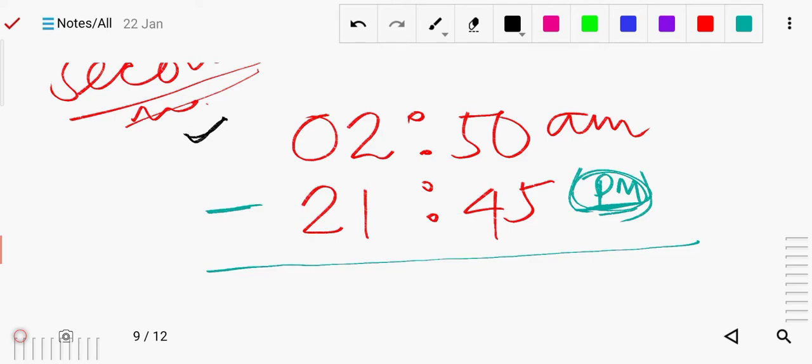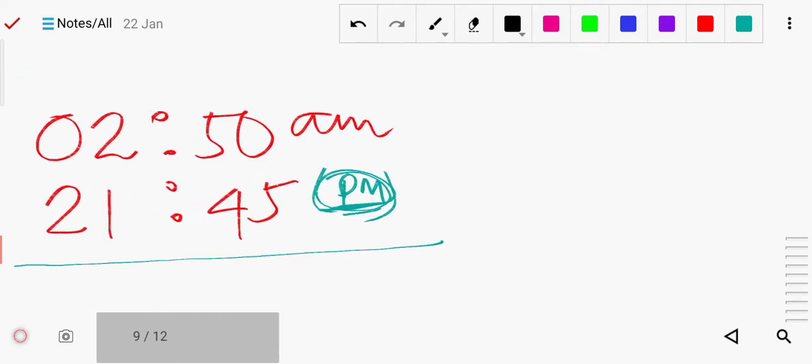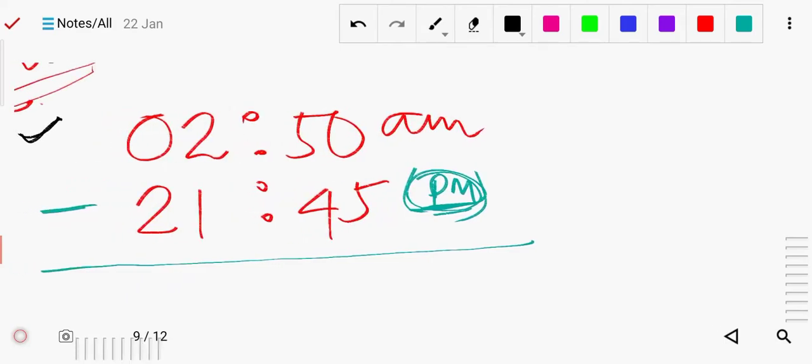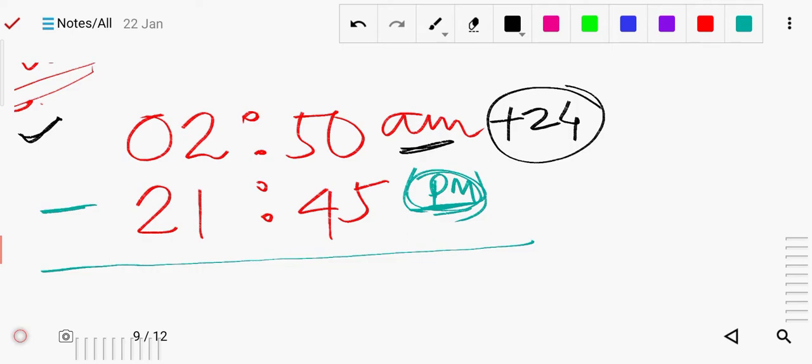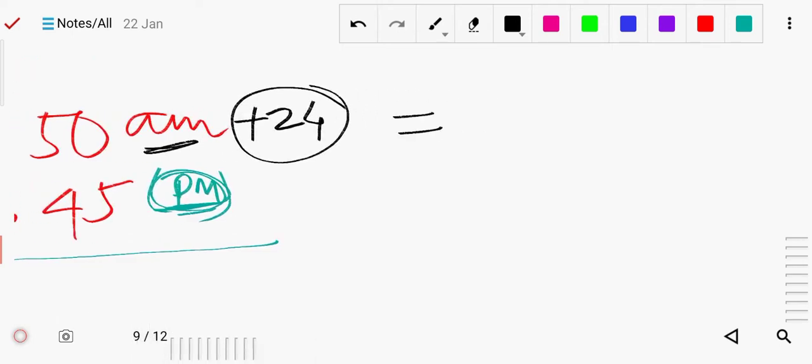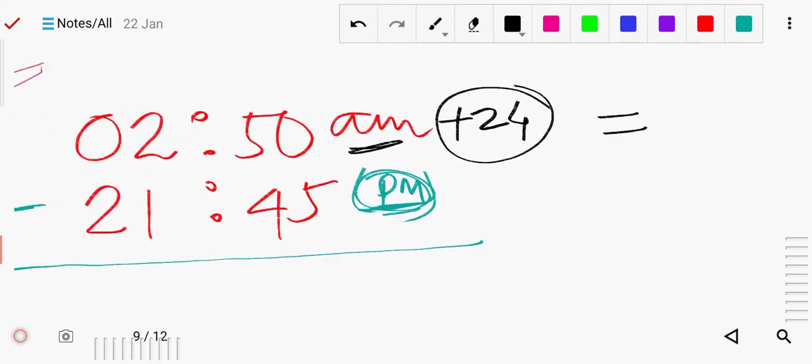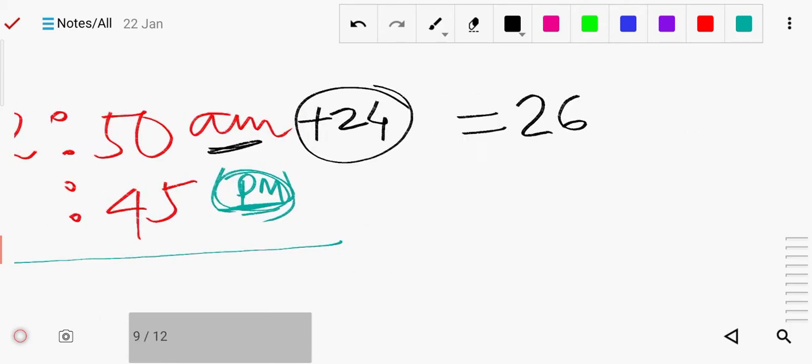For this am, I told that when you are subtracting in am, you have to add 24. When you are subtracting in pm, you have to add 12. So here is the am part. So I will add 24 here. Okay, so when you add 24, what will be the answer? 24 plus 2, 26, and there will be the 50.